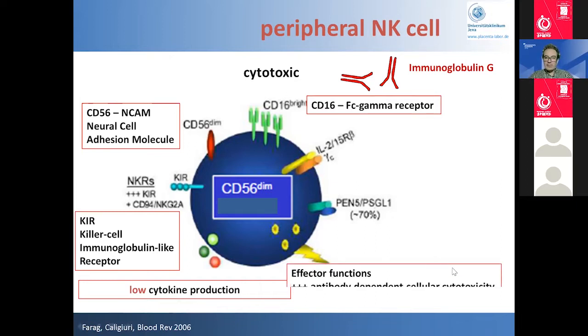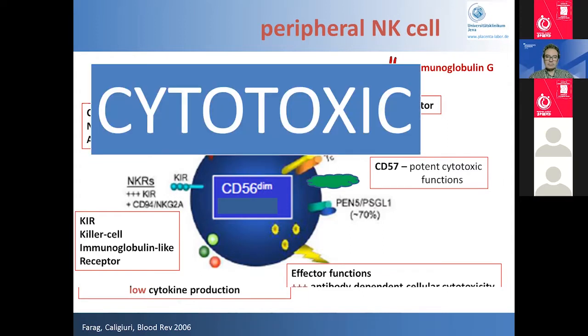And these cells have strong effector functions. That means they are highly cytotoxic and can be harmful for foreign cells or for cells which express different HLA molecules. And some of them express CD57, which marks potent cytotoxic functions, especially in highly differentiated NK cells. So peripheral NK cells are strongly cytotoxic.